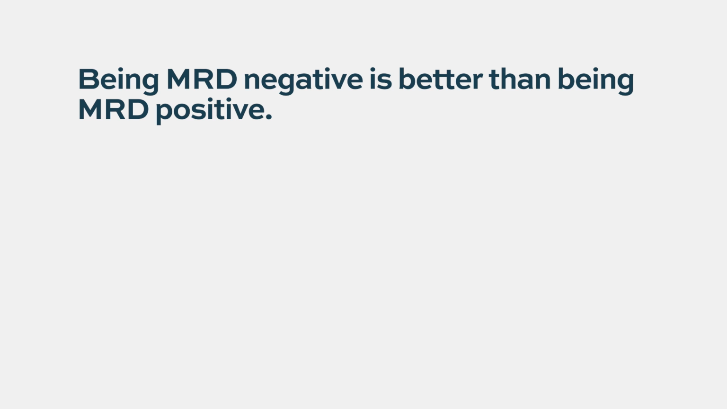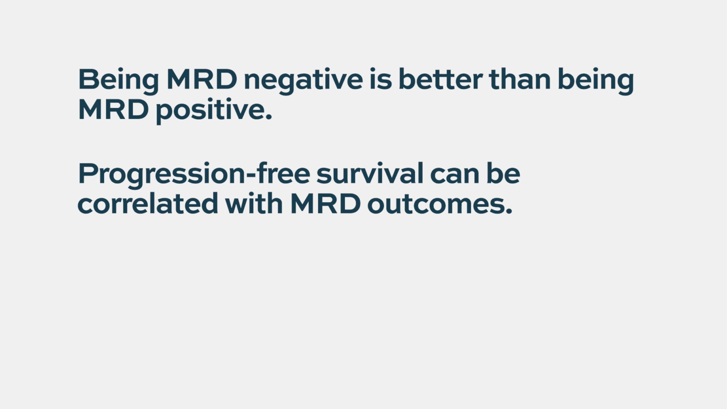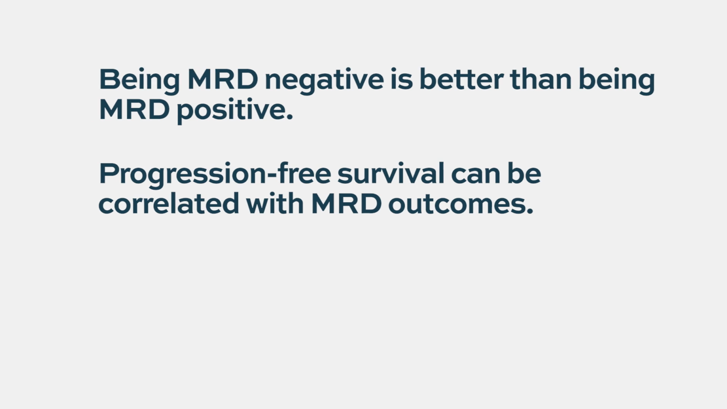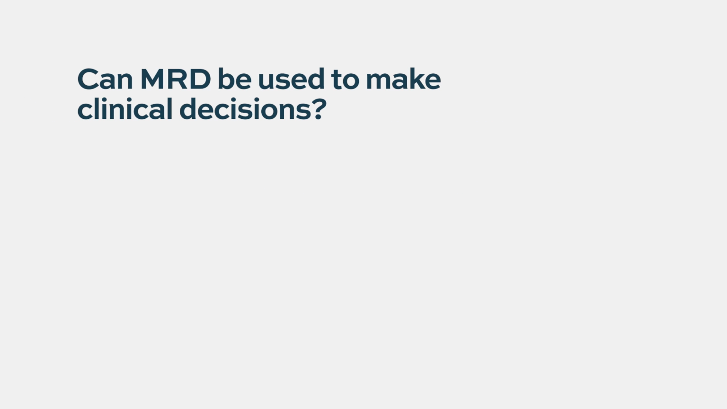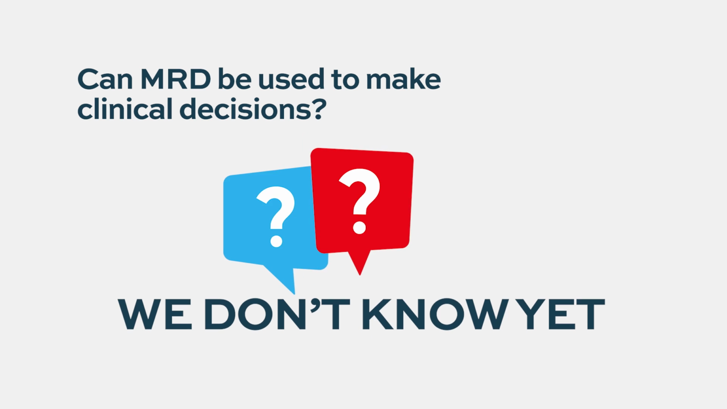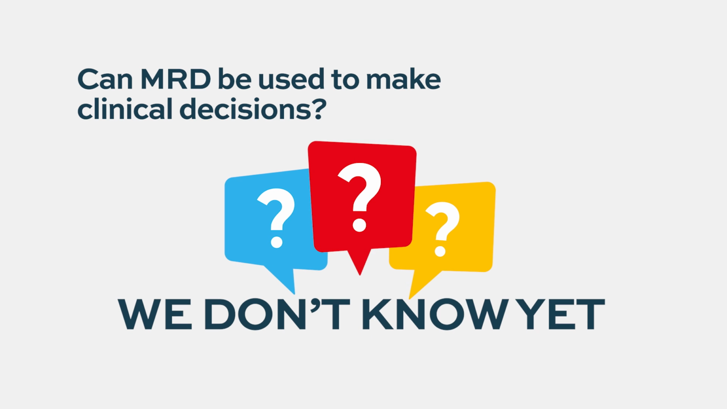A lot of people want to know how we can use MRD. I kind of always make the joke that MRD is like wedding china. It's great to have, but you don't know what to do with it, right? We know a couple of things about MRD. Being MRD negative is better than MRD positive, and you can correlate progression-free survival with MRD outcomes, so that's good. But how do you get there? Do we use MRD as a decision-making point? And that we don't know yet, and we don't know if overall survival is going to be a pertinent endpoint.